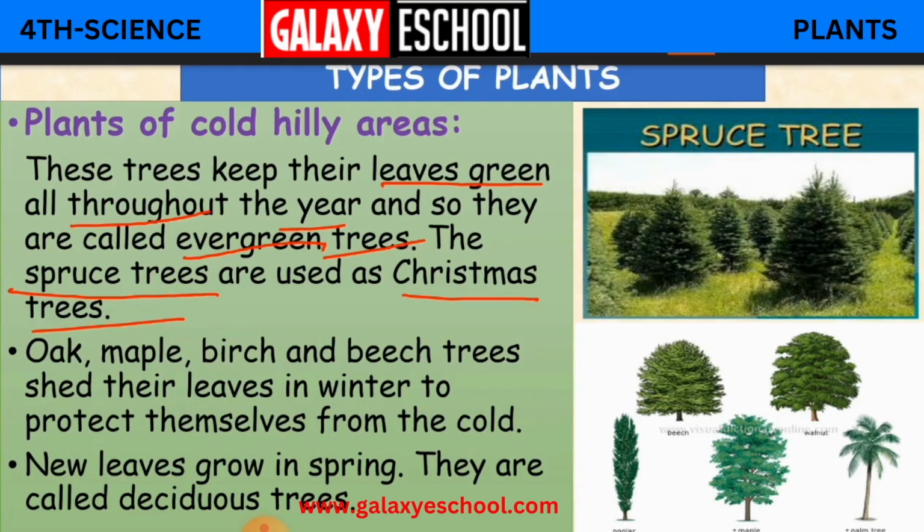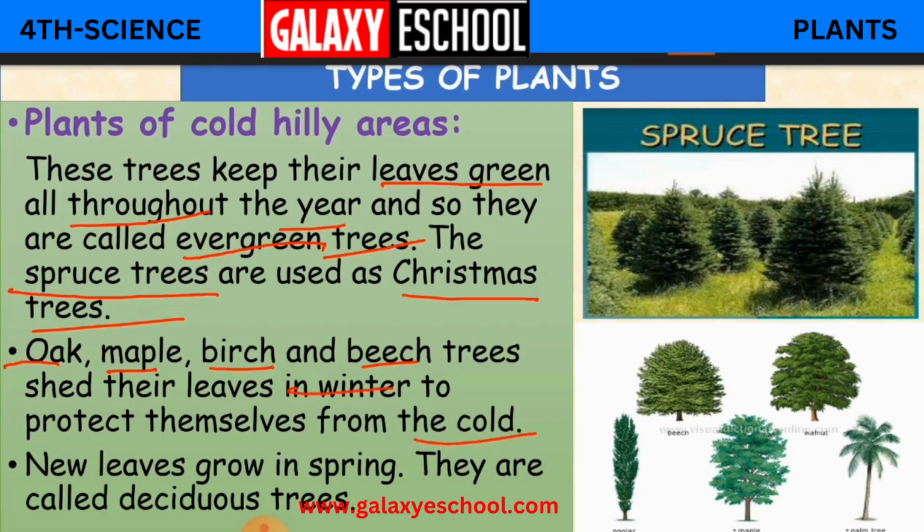Again, another type of trees in these cold hilly areas. What are they? Oak, maple, birch and beech. What do these trees do? They shed their leaves in winter. Why? To protect themselves from the cold.